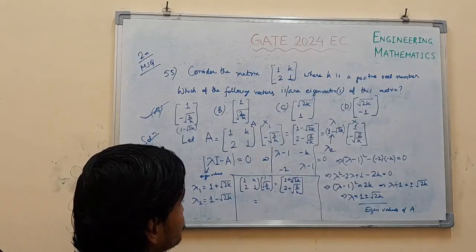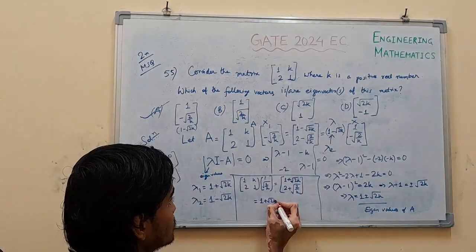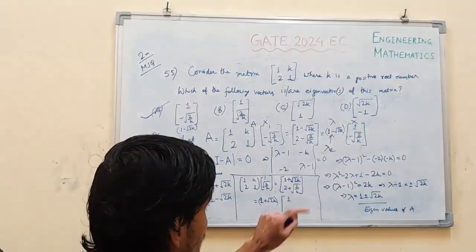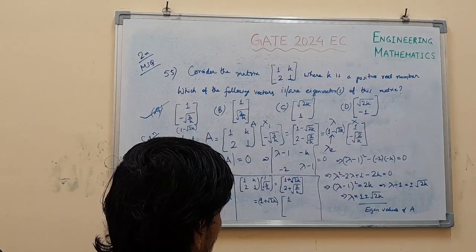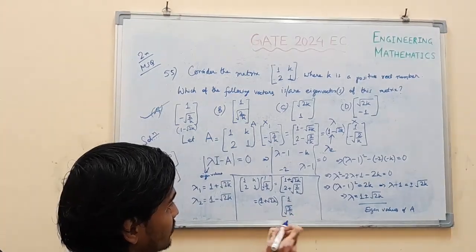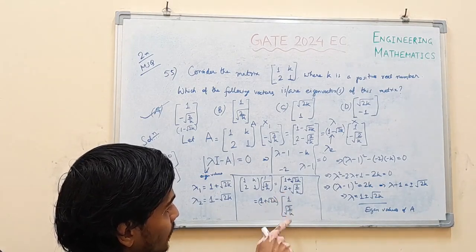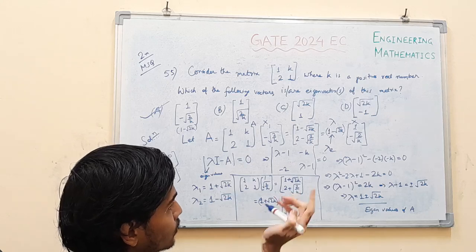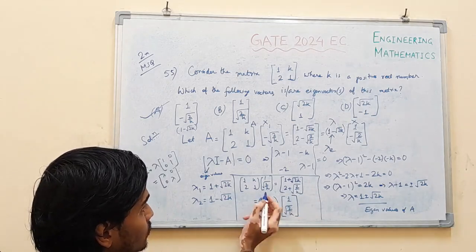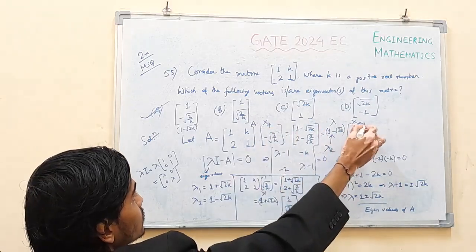We take 1 plus root 2k common. What are we left with? 1 here, and here what will we get? Root 2 by k. If you multiply root 2 by k with root 2k, what will we get? 2. And if you multiply root 2 by k with 1, we get root 2 by k. So it will be basically this. So again, let's say this earlier one is x2, lambda 2.